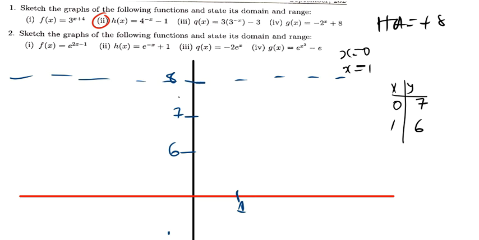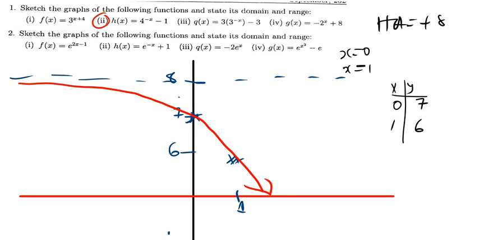So (0, 7) is here, and (1, 6) is there. What does it mean? The graph is starting from this point, touching these two points. We don't know where it's ending.